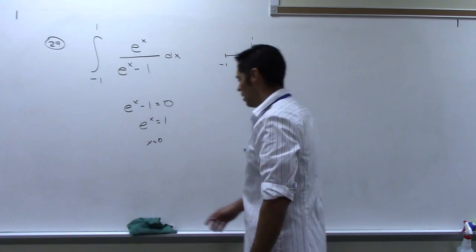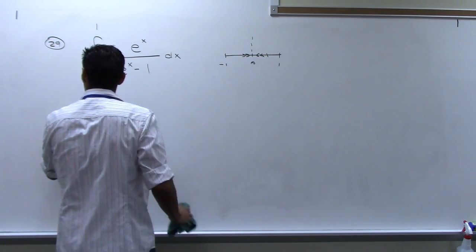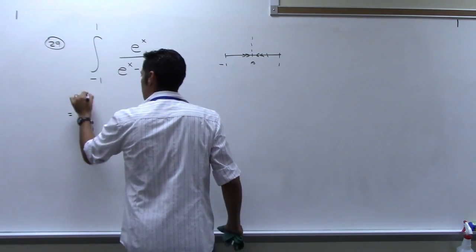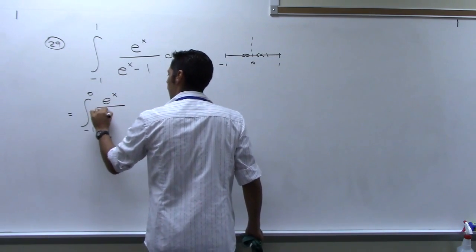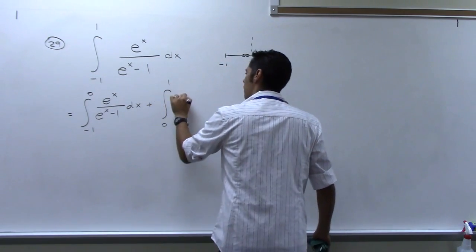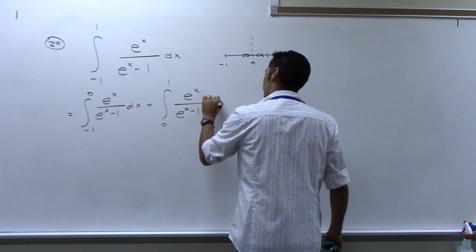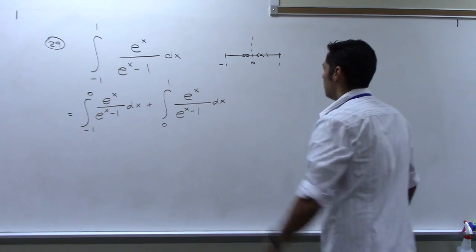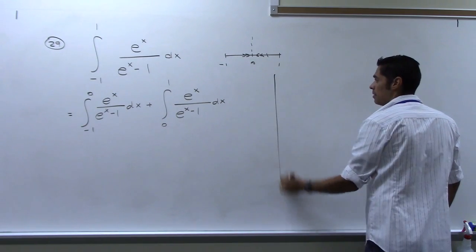So I have to break this up into 2 integrals. So it'll be integral from negative 1 to 0 first, and then the integral from 0 to 1. And then I'll have to put the limits in there. But before I do that, let me integrate this.